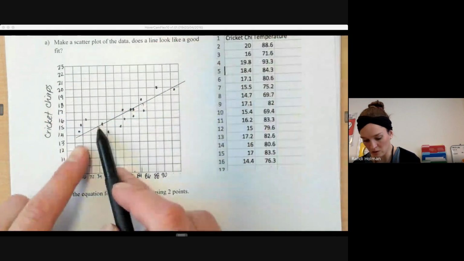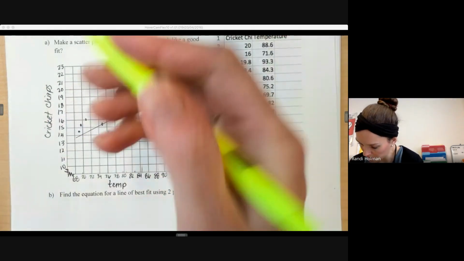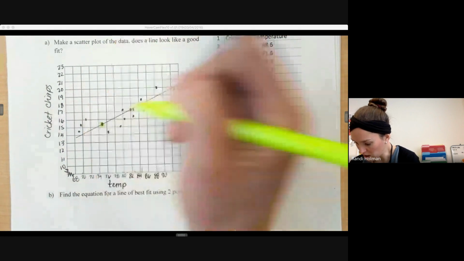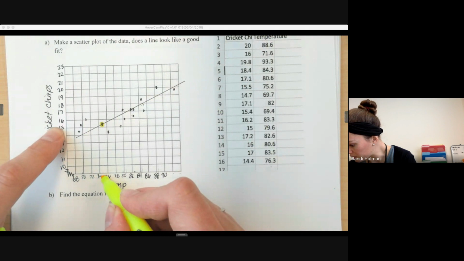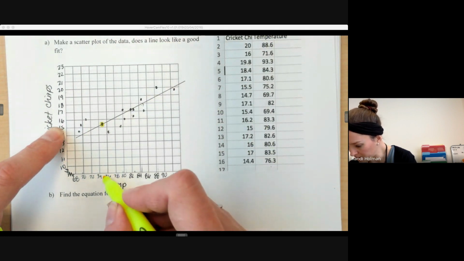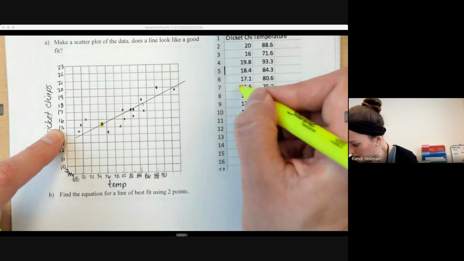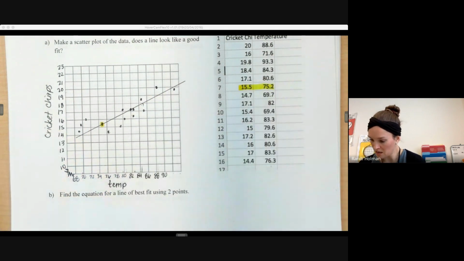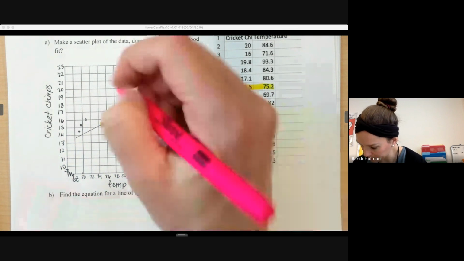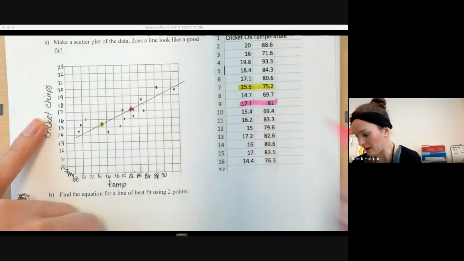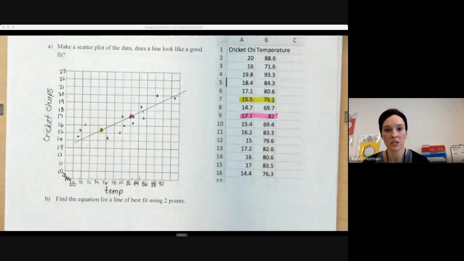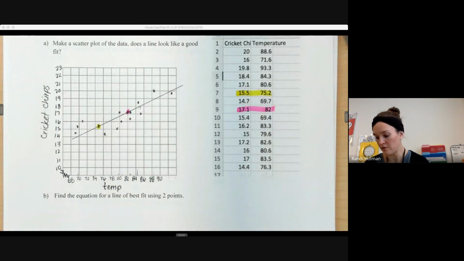So I'm looking, it goes through this point here, which is 74. There's no organization of this data whatsoever. 75, 15.5, this point. And look at this point right here, which is 82, that guy right there. Okay, so we're just going to utilize those 2 points to write an equation for this line.